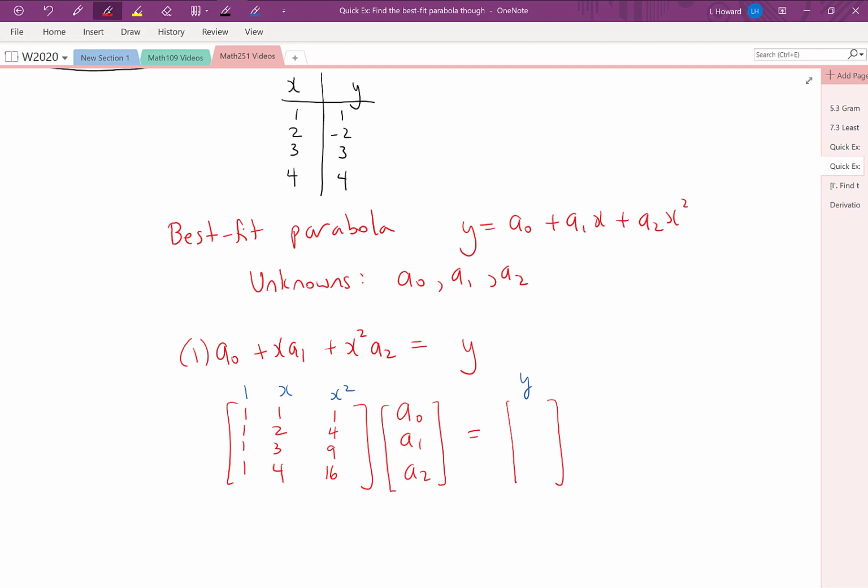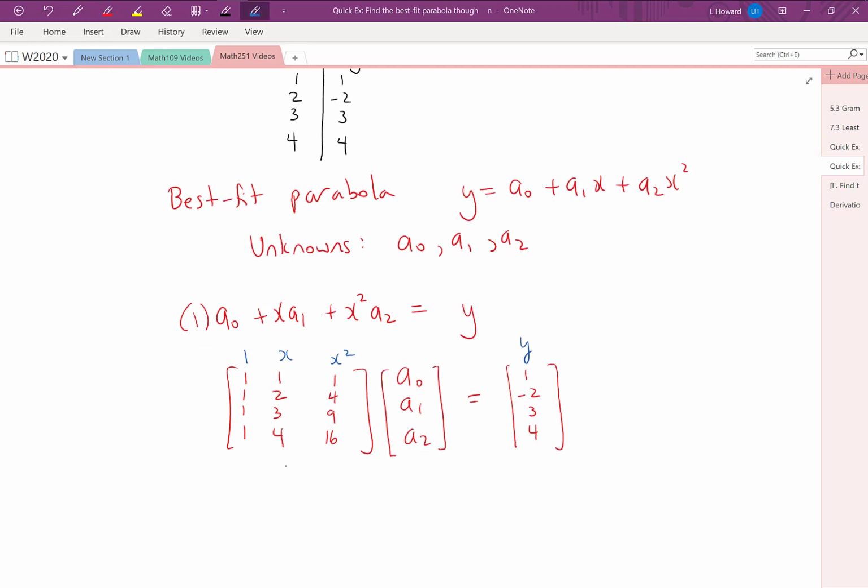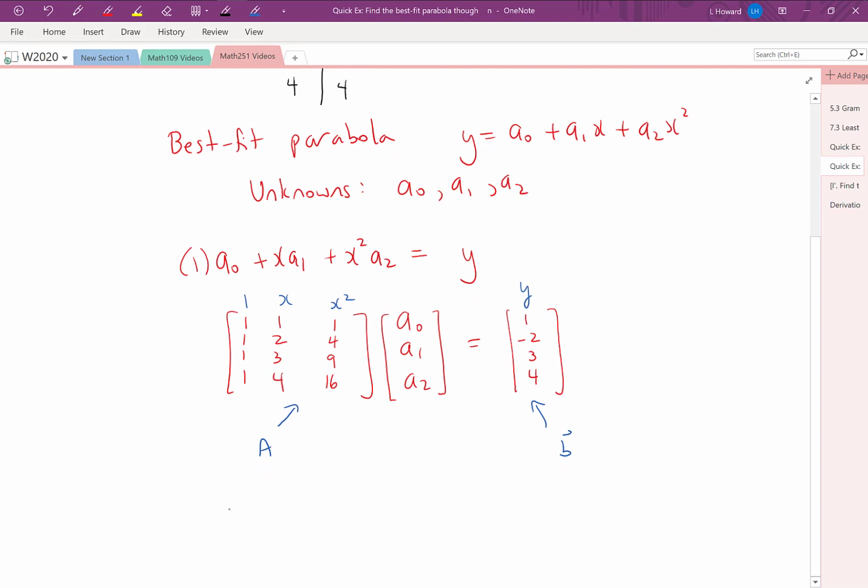And then over on the right side, y values, 1, -2, 3, 4. Okay, so this is our matrix A. This is our matrix B. And in a similar way to our previous two problems, we are going to find the least squares solution by going A transpose A, inverting that, and then going A transpose B.